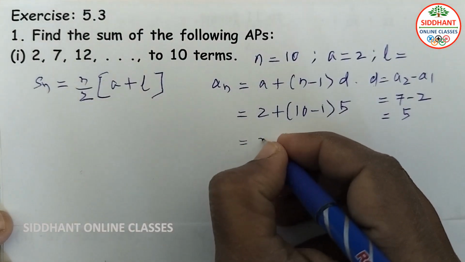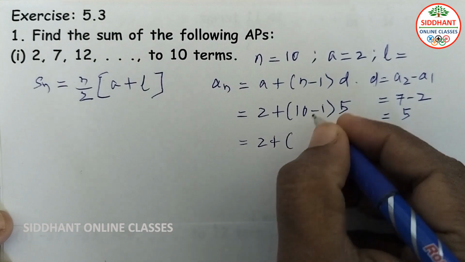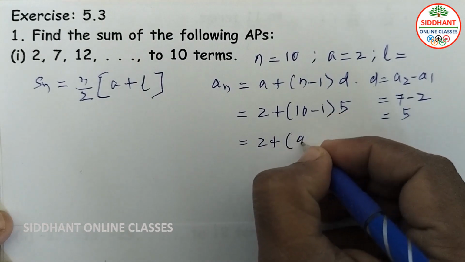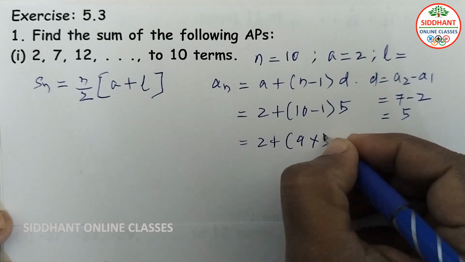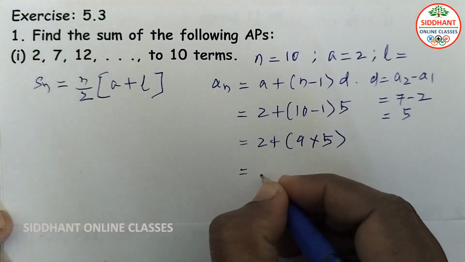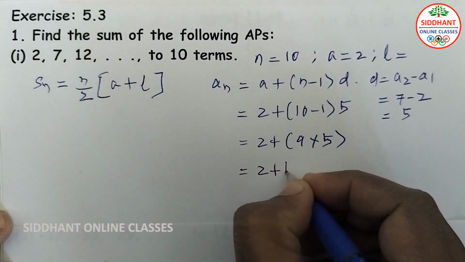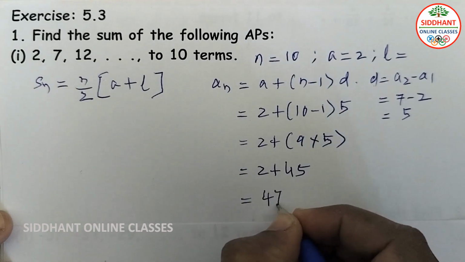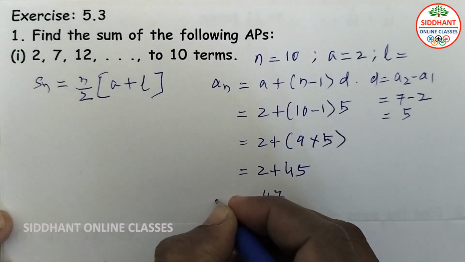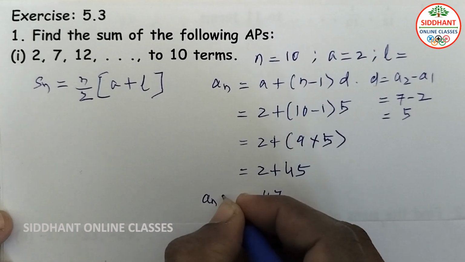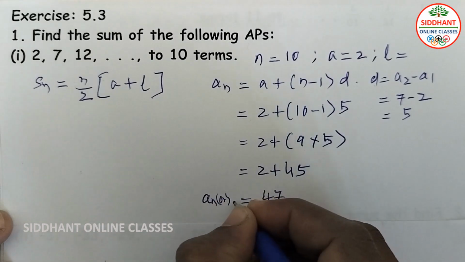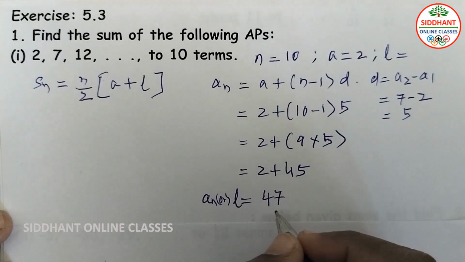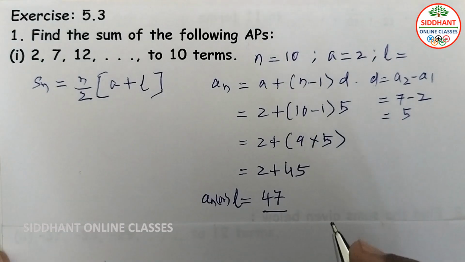So now 2 plus 10 minus 1, 9, into 5. So that equals 2 plus 45, that equals 47. So an, or we can say it as L, this is the last number.